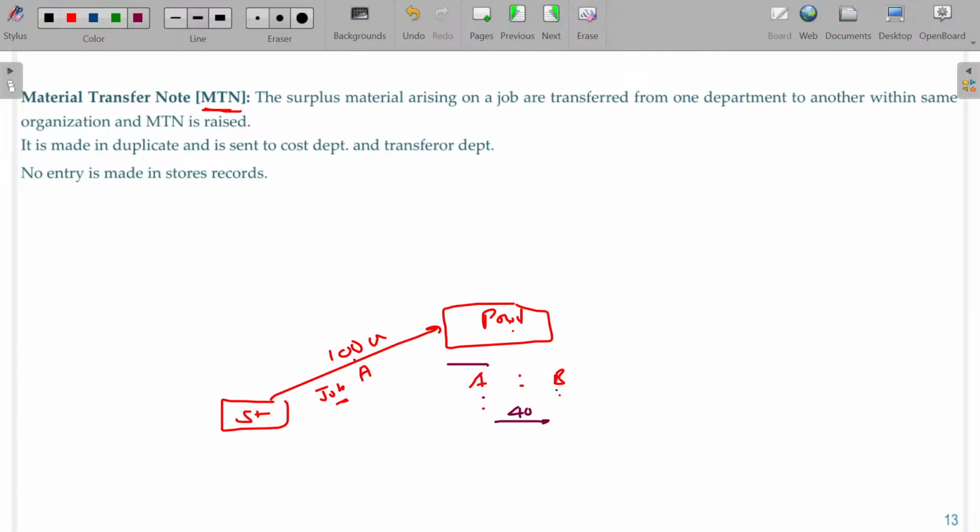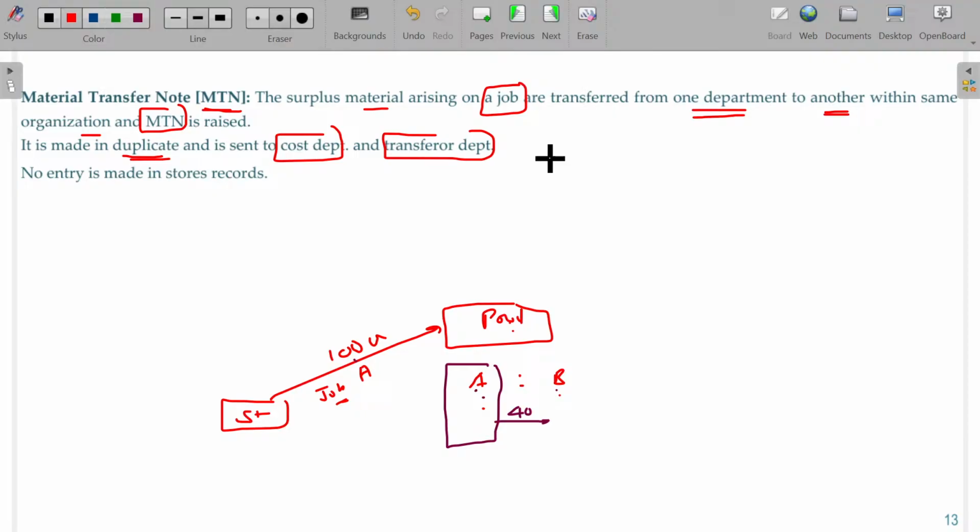So then, while the costing department prepares the cost, this cost may be included in the cost sheet of A. So there you have to subtract it and add it to B. For that, information is sent to the accounts department. That information will be available in the MTN. When surplus material arises on a job, or is transferred from one department to another within the same organization, then an MTN is raised. It is made in duplicate and sent to the cost department and the transport department. It will not be available in the stores department.